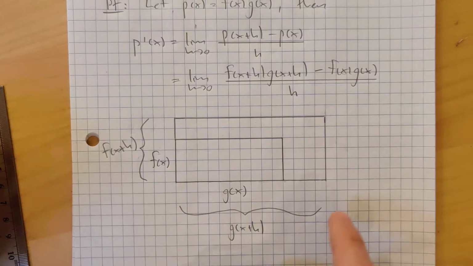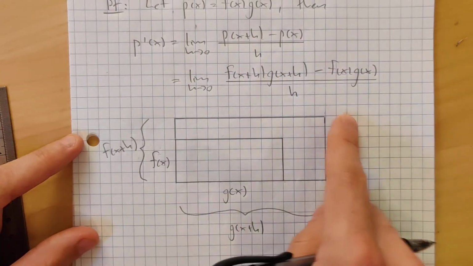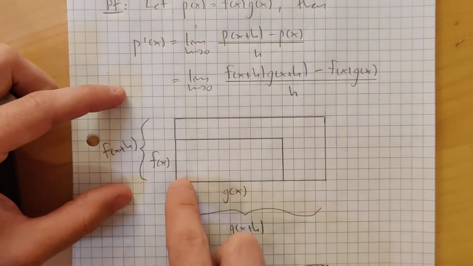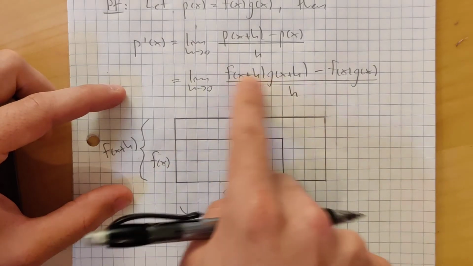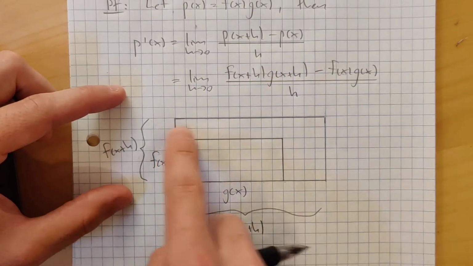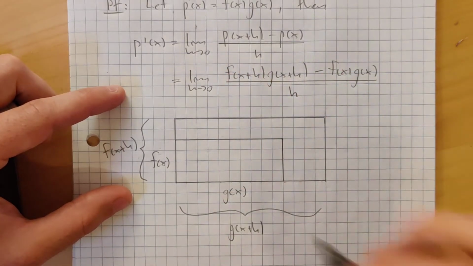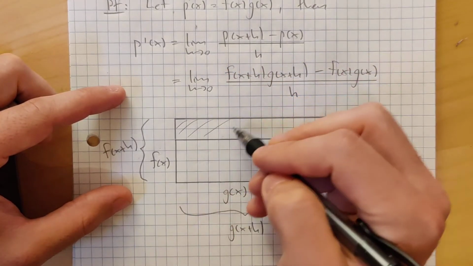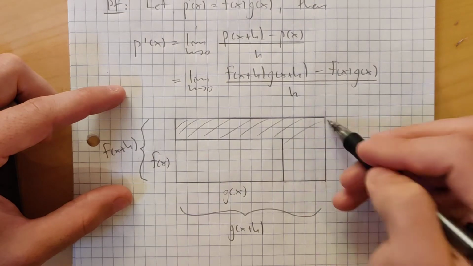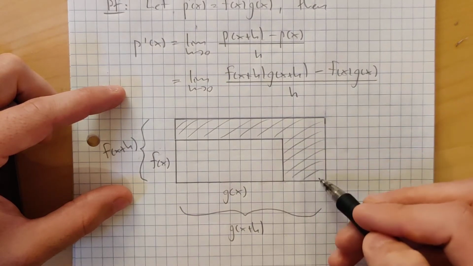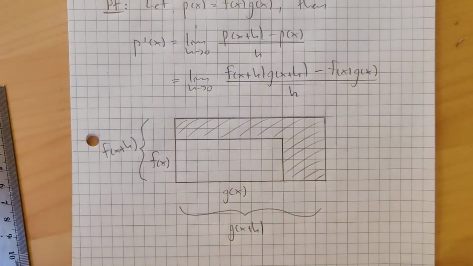So, looking at this picture and looking at this quantity right here, this big outer rectangle represents this product right here. And this inner rectangle represents this product right here. And so if we take the difference between them, what we're getting is the difference in area between the big rectangle and the small rectangle. That's the area of that region right there.